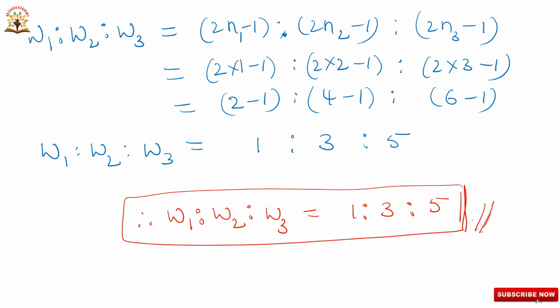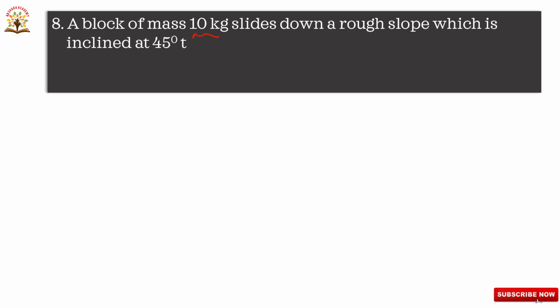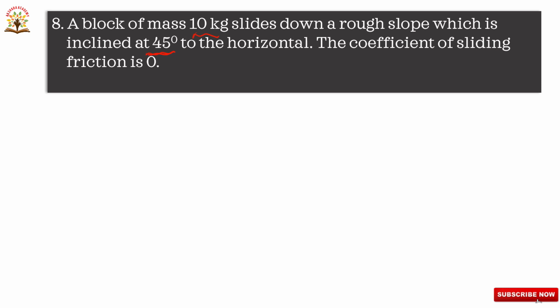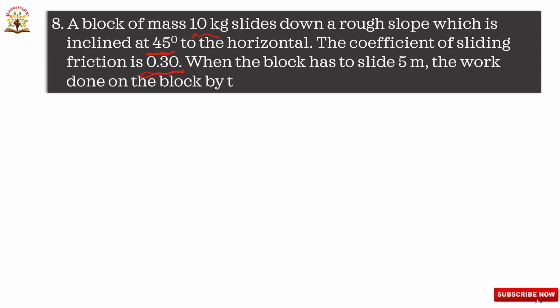Okay, next we will go to the next question. A block of mass 10 kilograms slides down a rough slope which is inclined at 45 degrees to the horizontal. The coefficient of sliding friction is 0.30. When the block has slid 5 meters, the work done on the block by the force of friction is nearly. Here we have to calculate the work done on the block by the force of friction. Now let us go to the solution.